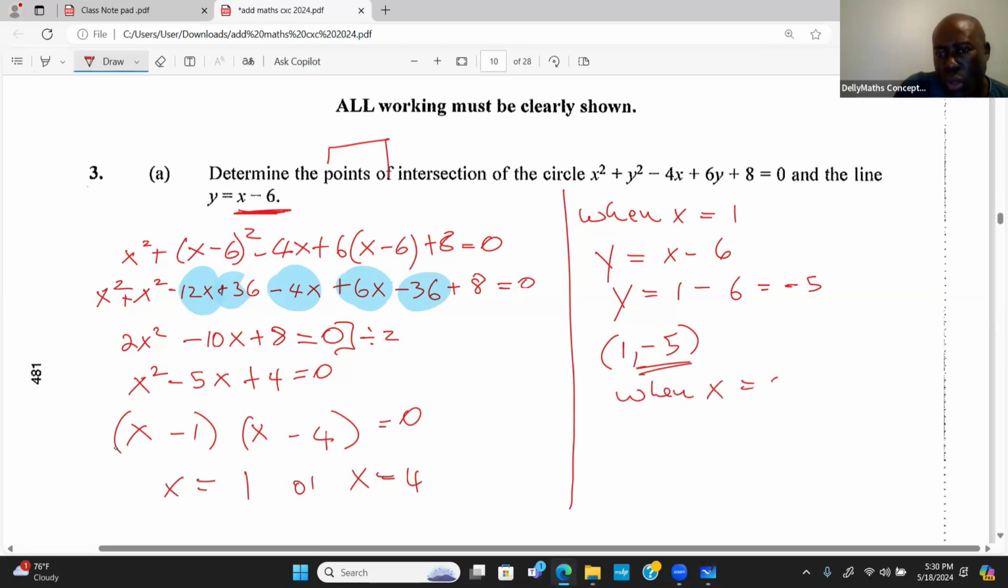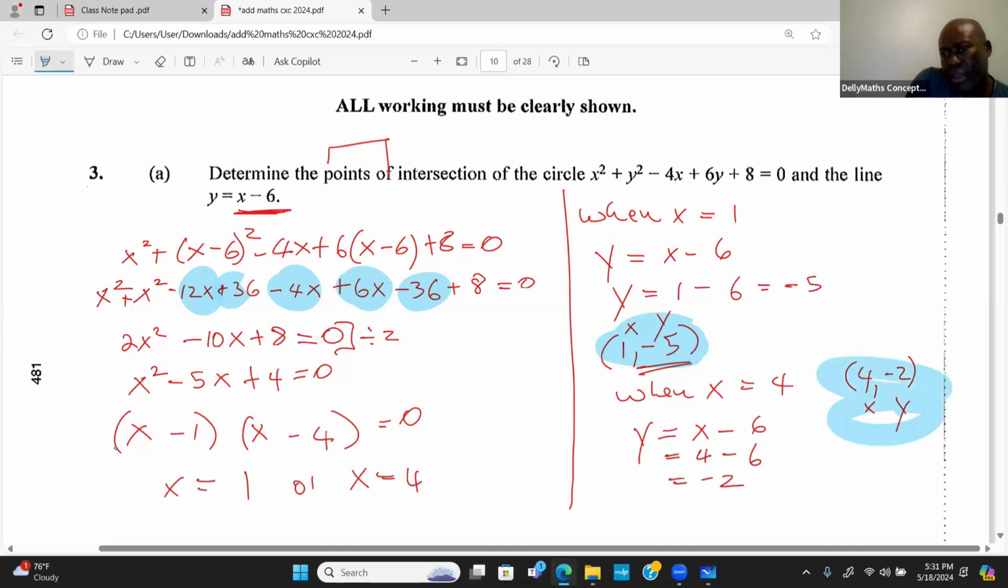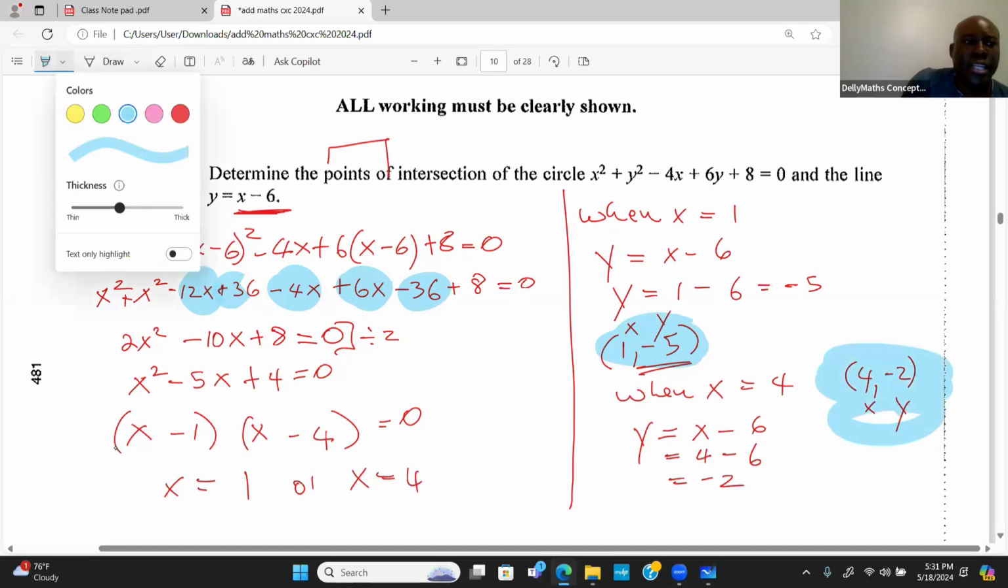When x is equal to 4, remember, y is still x minus 6. So this is going to be 4 minus 6, and this becomes -2. The second point is going to be my x, which is 4, and my y value, which is this. So x, y, x, y. And those are my 2 points of intersection. I'll highlight them. There they are. Those are the points of intersection.